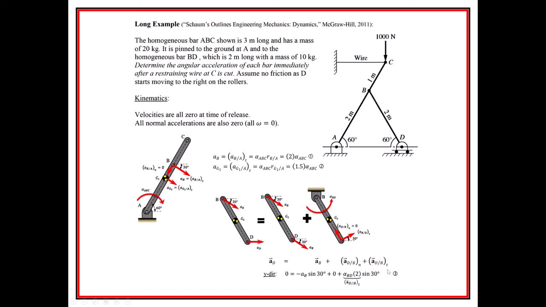So we have equations 1, 2, and 3. So far, we don't know AB, we don't know alpha ABC, we don't know AG either, and we don't know alpha BD. And then right here's the AB that we already don't know. So there are 3 equations and 1, 2, 3, 4 unknowns.